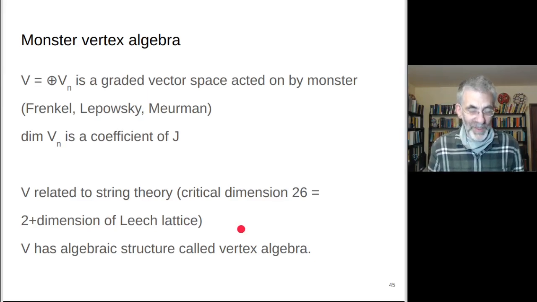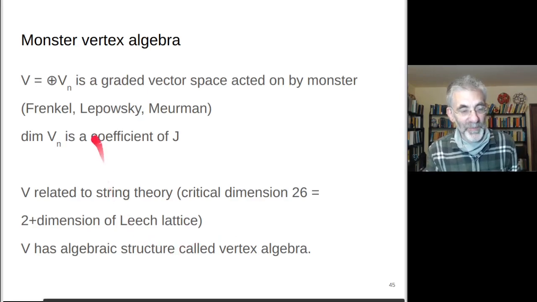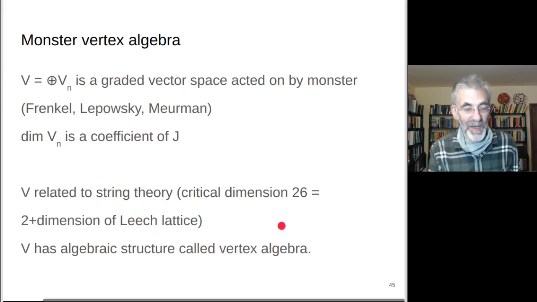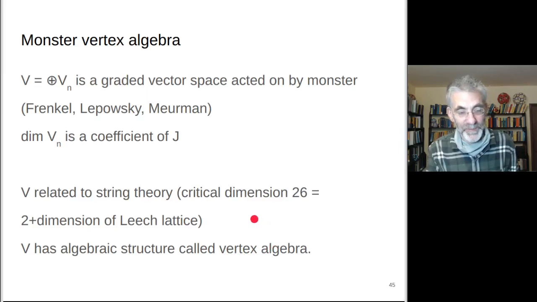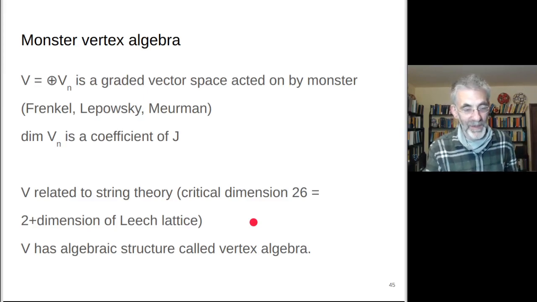The name vertex operator comes from the fact they sort of describe what happens at the vertex of a Feynman diagram. This monster space also turns out to have a rather complicated algebraic structure called a vertex algebra structure that's acted on by the monster. So even if physicists decide they're not interested in string theory after all and that it doesn't work, mathematicians will still be interested in string theory because there's a lot of rather nice mathematics going on in there.